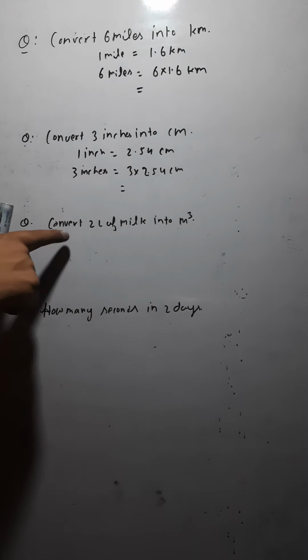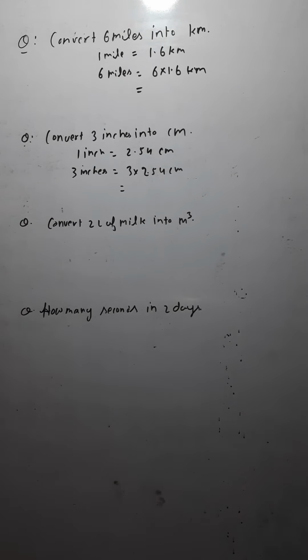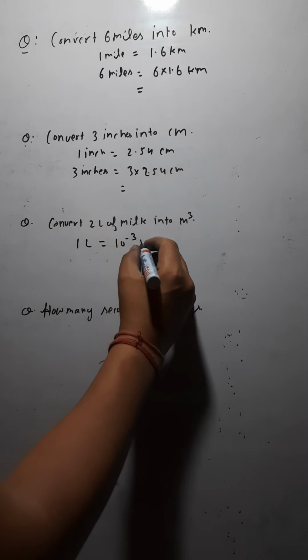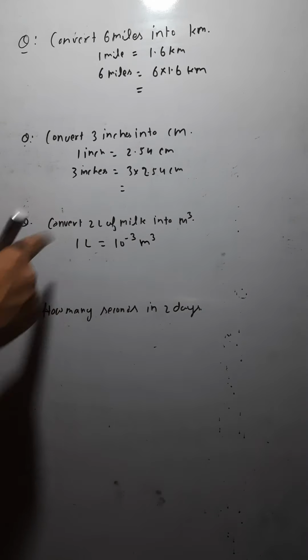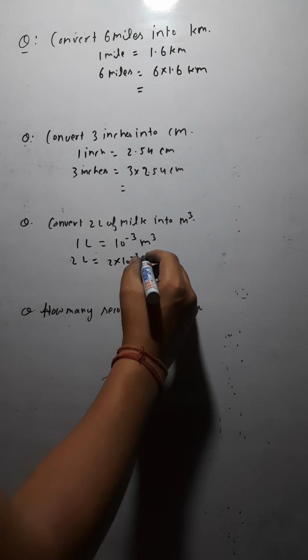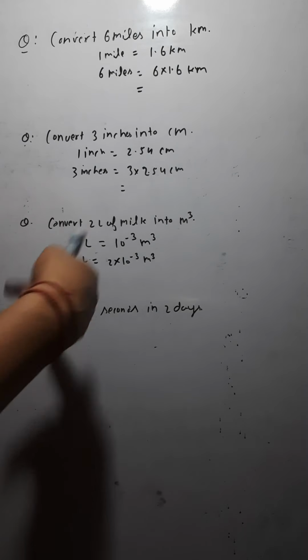Similarly, you have to convert 2 liter of milk into cubic meter. How many cubic meters are there in 1 liter? Just now I have told you, in 1 liter you have 10 raised to the power minus 3 cubic meter. So in 2 liter you would have 2 multiplied by 10 raised to the power minus 3 cubic meter. Simple.